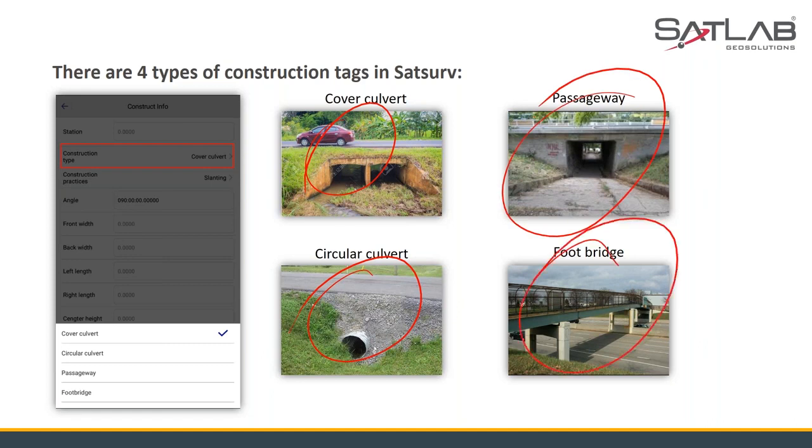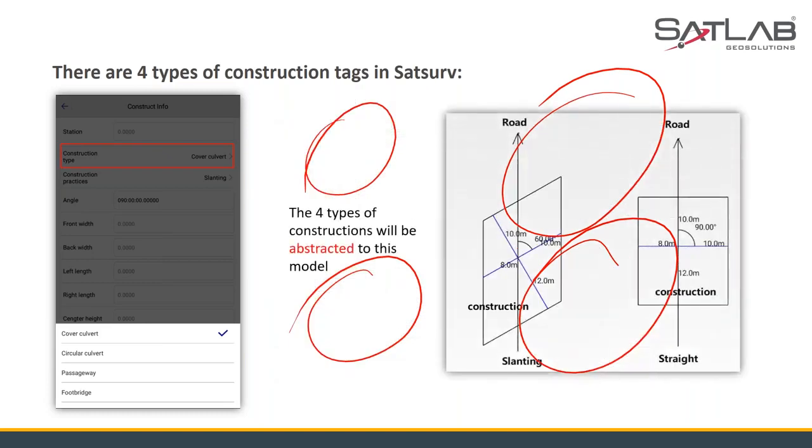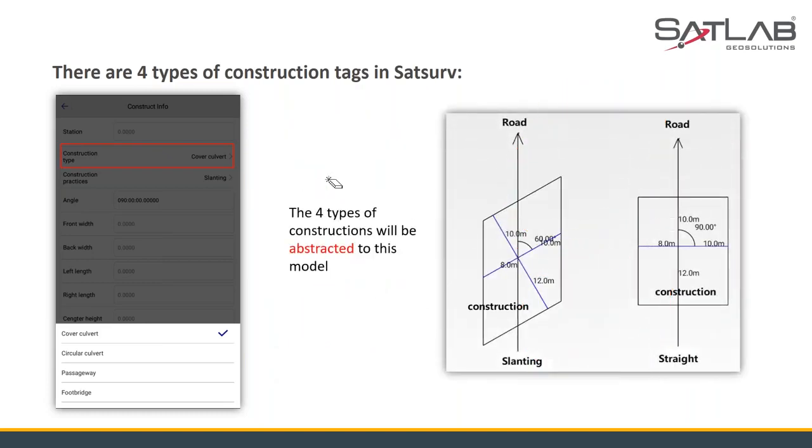There are four types of constructions we'll be adding to this model. We have two main models. One is the straight one, and another one is the slanting one. What exactly is the slanting one? For example, this is my road over here, and this is my pipe culvert. It's on a certain angle here.